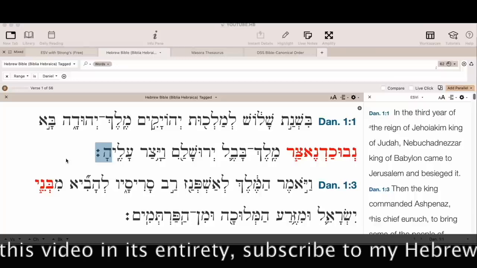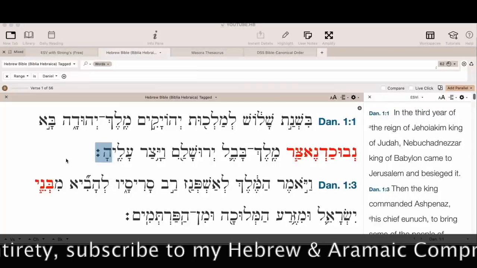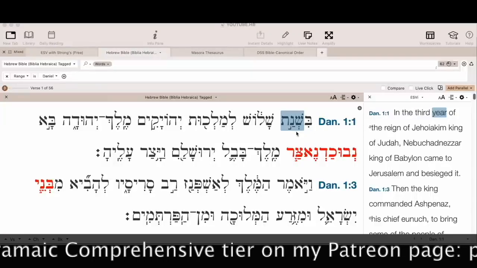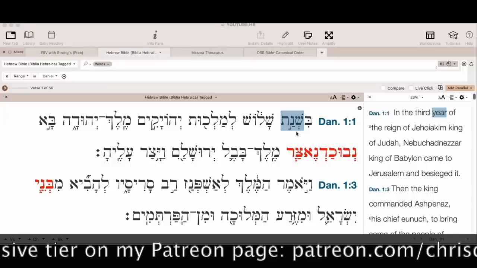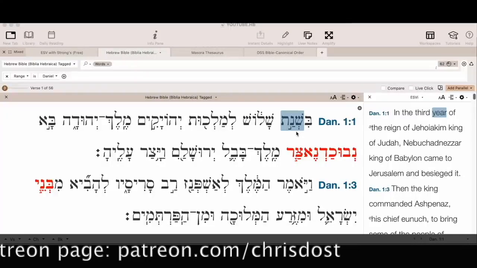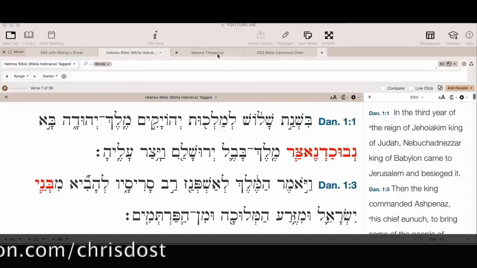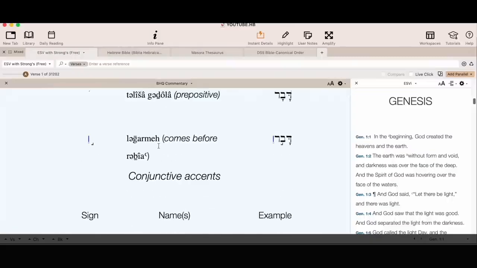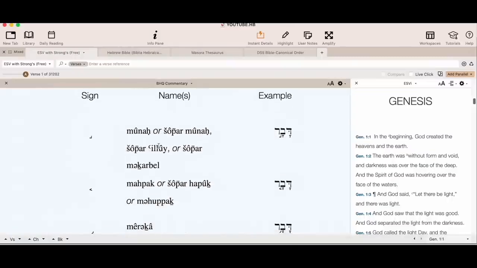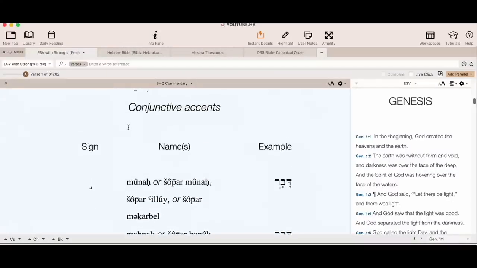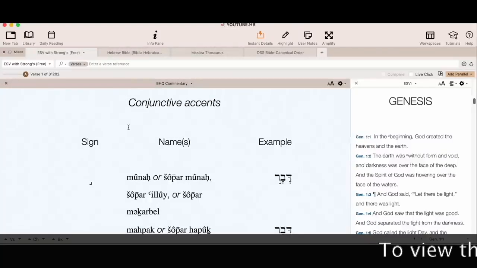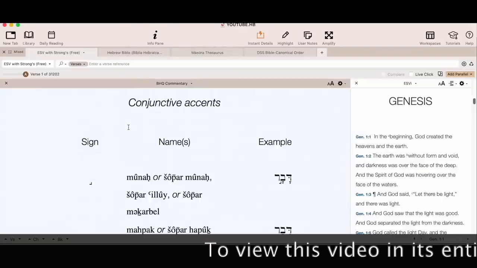Okay, so let's start, first of all, before we even analyze the words themselves, I want to look at some of the cantillation marks here. First of all, on bishnat, we have the conjunctive accent, or conjunctive cantillation mark, munach. I'll bring you over really quickly to BHQ here. In the conjunctive accents, right at the beginning of the BHQ commentary, you will see munach, okay? This is going to join the word to what follows.